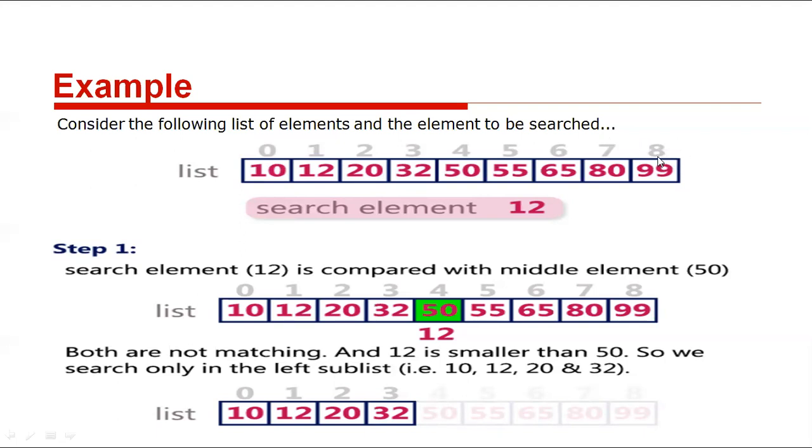So I want the middle value. How to calculate the middle value? Top plus bottom by 2, 0 plus 8 by 2 equal to 4. That is the middle element. If the middle element is equal to our search element 12, both are not equal. If not equal, again check the condition. If the search element is greater than the middle element, yes or no? No. Then the bottom equal to middle minus 1, what is the middle value? 4. 4 minus 1 equal to 3. The bottom equal to third location.